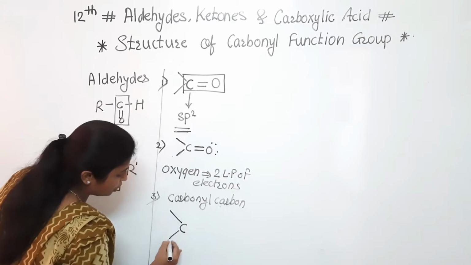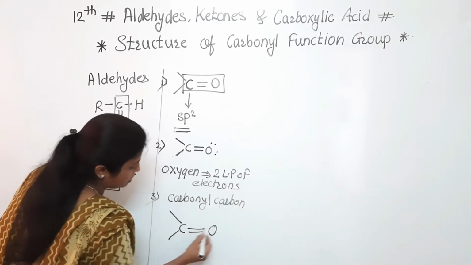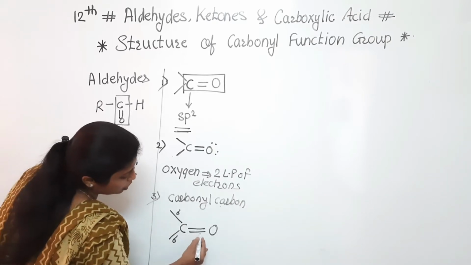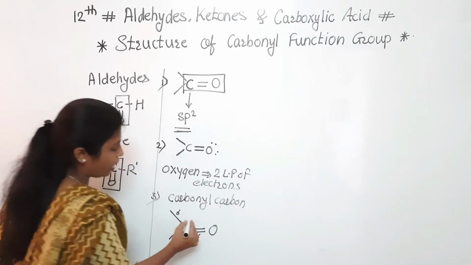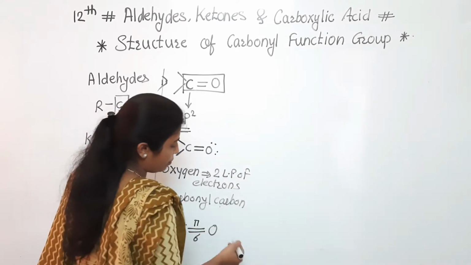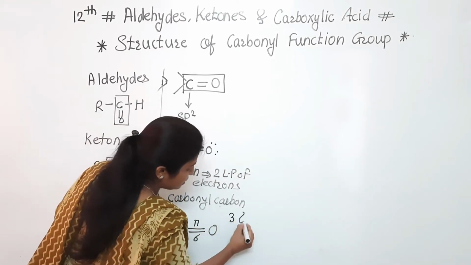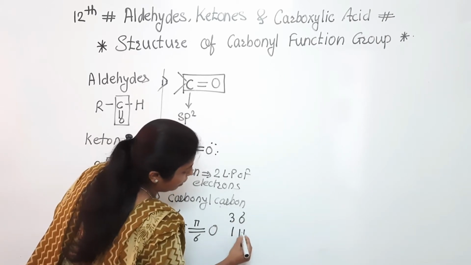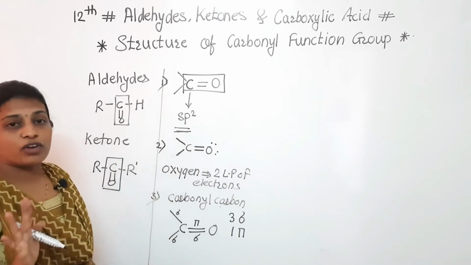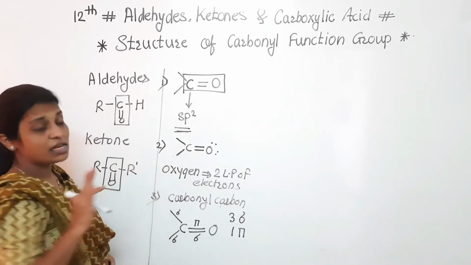So here I am drawing this structure once again. See here, this is a sigma bond, this is also a sigma bond. Out of these two bonds, one is sigma and one is pi. This means the carbonyl carbon forms three sigma bonds and one pi bond. Clear to everyone? So from this structure of the carbonyl functional group, we have completed three points.